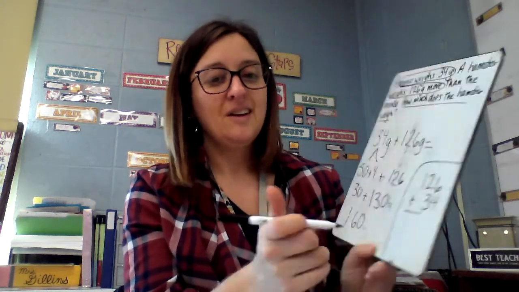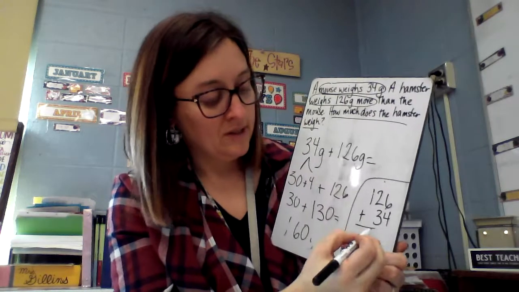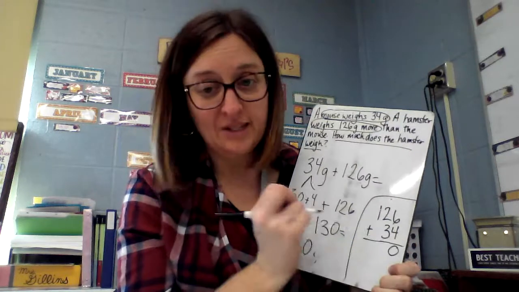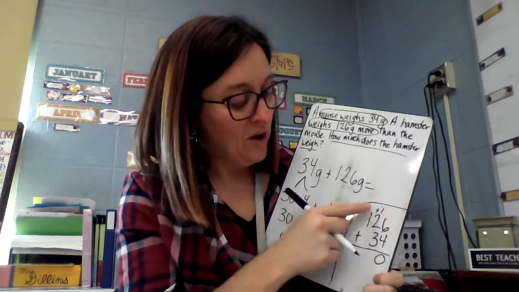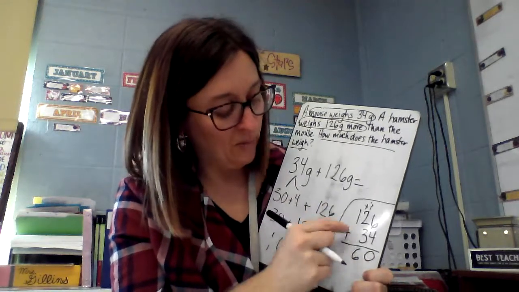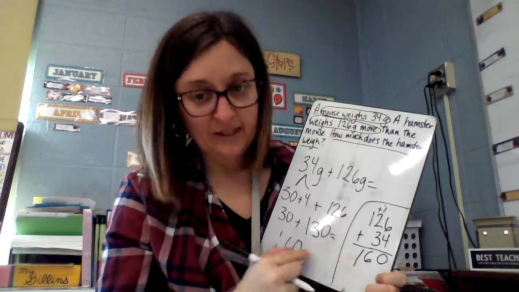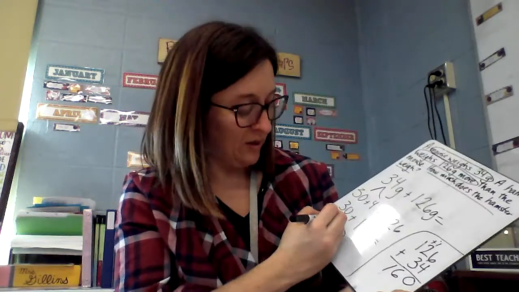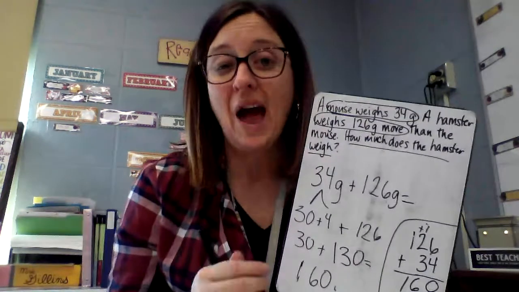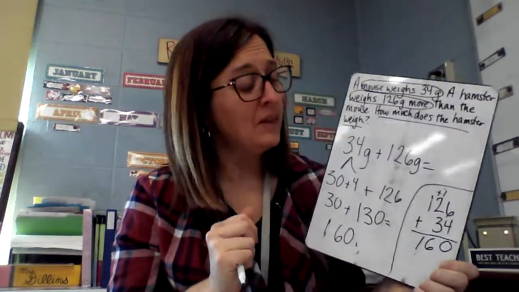Oops, I wrote the wrong numbers. 34, not 36. That's going to change everything, boys and girls. Let's try that again. See, it's important to write down the right numbers. 6 plus 4 is 10, so I write my 0, carry my 1 to add on. 1 plus 2 is 3, plus 3 is 6. 1 plus 0 is 1, and I get the same answer either way that I do it. And then, because we're weighing things, because we're measuring things, we have to put the label. And the label that I'm going to put here is going to be grams.